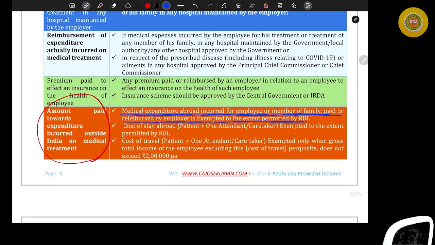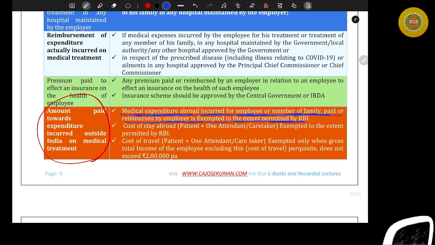Cost of stay abroad for the patient and one attendant or caretaker. That I've said. You are taking one more with you as an attendant or a caretaker. No problem. Cost of stay abroad is exempted to the extent permitted by RBI. The cost of stay abroad, that means in the hospital you have to book a room. That, reimbursed by the employer, is again exempted in your hands. And what is the third one?